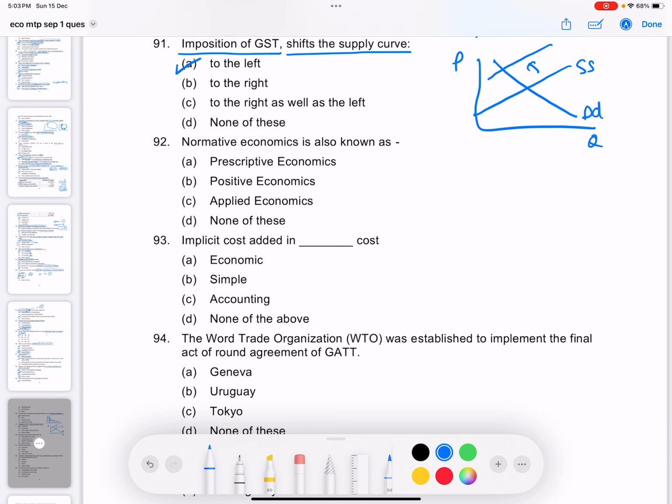Now, normative economics is also known as, it cannot be positive economics, it is prescriptive or applied economics. Okay, I'm not sure about which one it is.